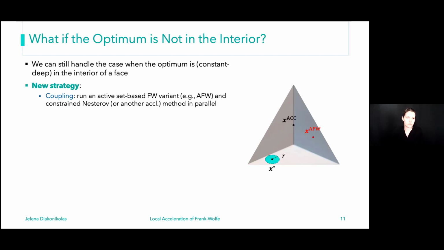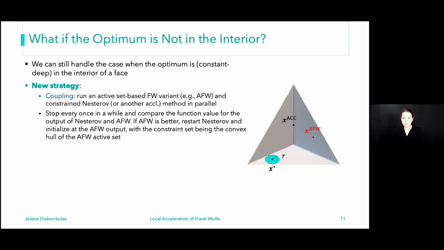So the new strategy now is that you run an active set-based Frank-Wolfe variant. Active set is just the set of vertices that represent the solution so far. And you run a constrained variant of Nesterov, or another accelerated method, doesn't matter. And you run these two in parallel.